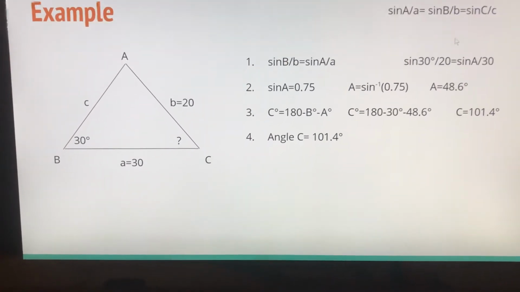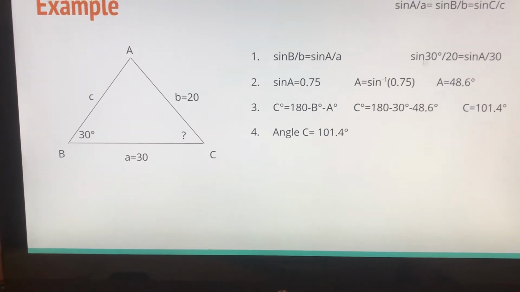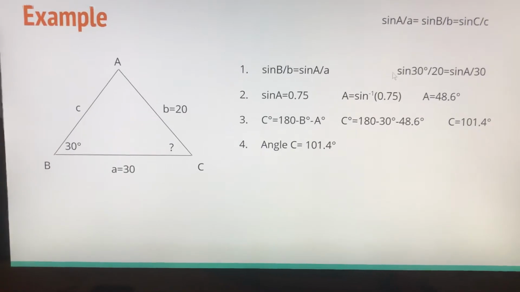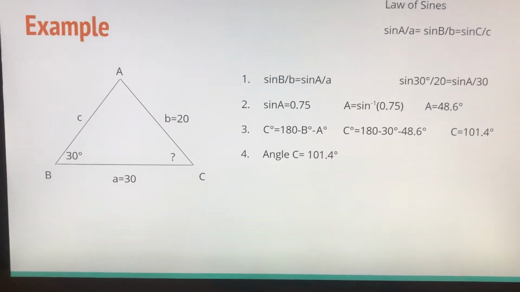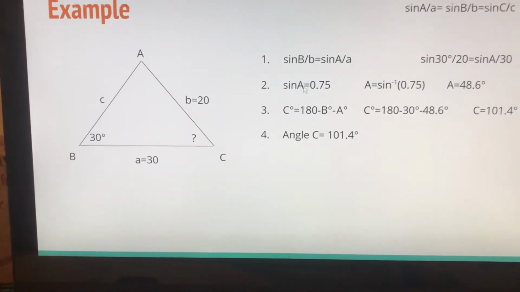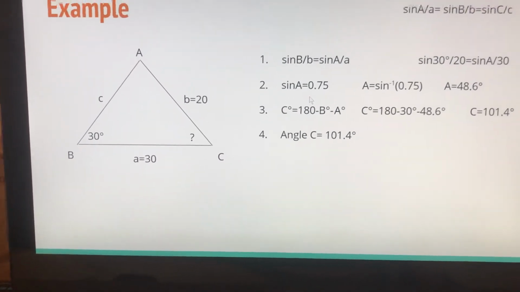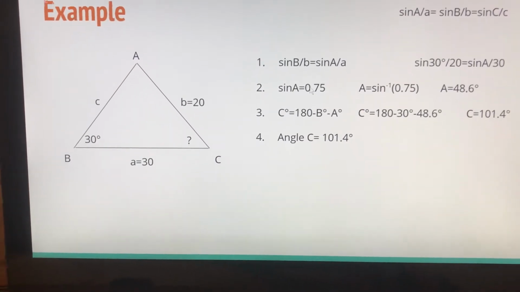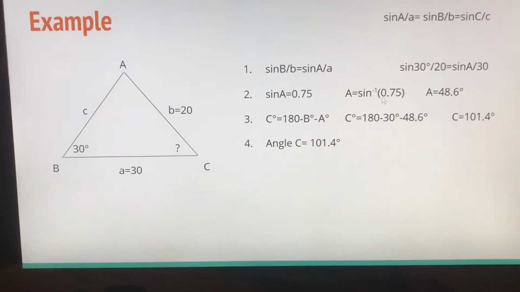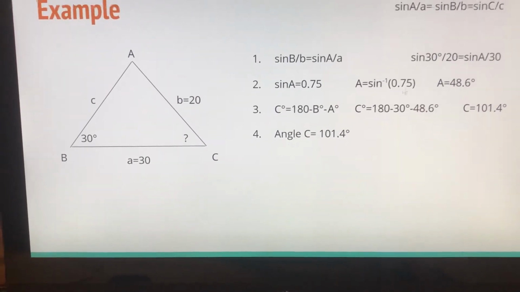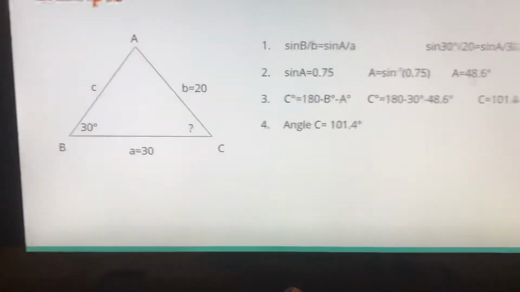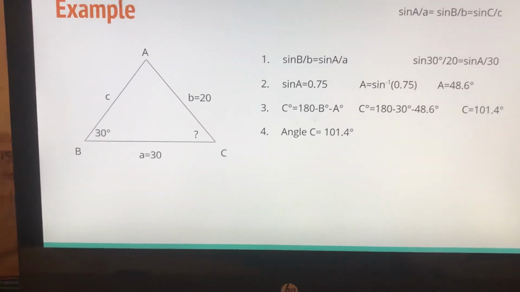So you multiply 30 by sine 30 divided by 20, which is equal to 0.75. To get the angle of that, you have to use the inverse of sine to get A. So A equals the inverse of sine of 0.75, which is about 48.6 degrees. Then you try to find angle C.